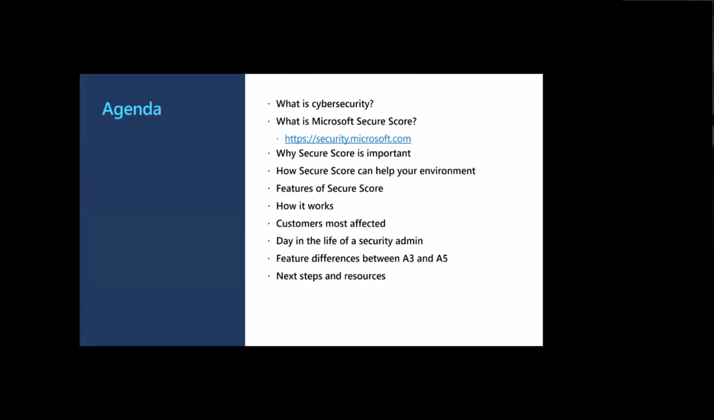Today's agenda, we're going to be going over a quick level 100 of what cybersecurity is, what Microsoft Secure Score is, how it's important, how it can help your environment, what the different features are, how it works, the customers most affected by this in the EDU sector, a day in the life of a security admin of someone that's had this implemented, the feature differences between A3 and A5, and next steps and resources. Let's go ahead and get this started.